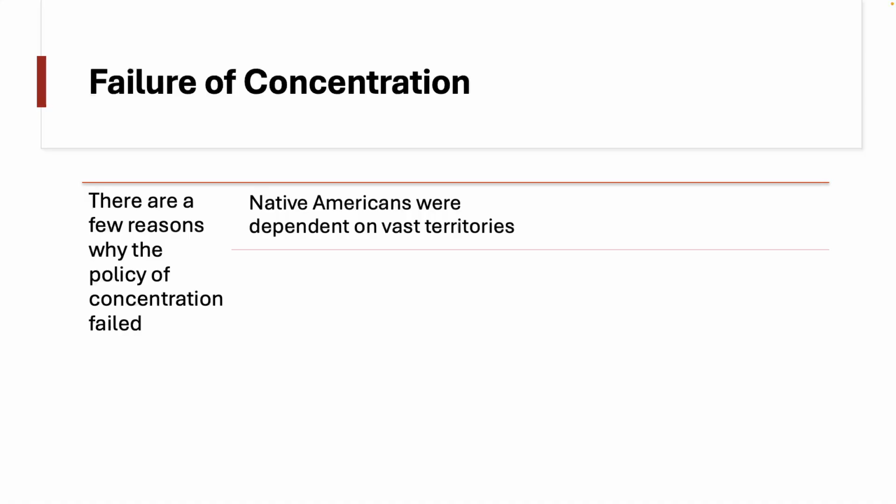The Lakota tribe, for example, were particularly reliant on bison for food and for clothing and for tools. Their way of life was intrinsically tied to the freedom of movement that existed across the plains. The Shawnee tribe also relied on large swaths of land to hunt and to sustain their populations.